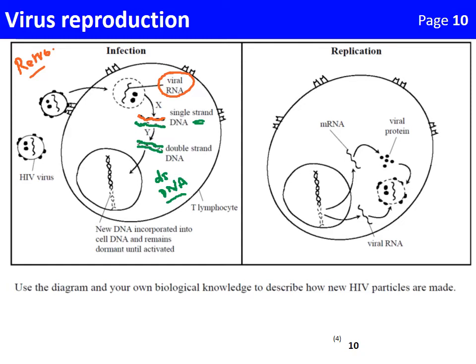Viral RNA is released into the cytoplasm of the host cell. Inside the capsid was an HIV enzyme called reverse transcriptase. So we can put this in, reverse transcriptase. And as the name suggests, this enzyme catalyzes the reverse of transcription. So RNA is used as a template strand to make single-stranded DNA, which is the opposite of transcription.